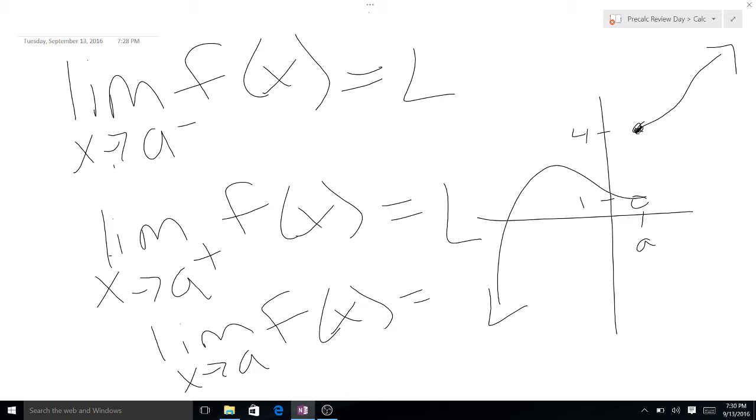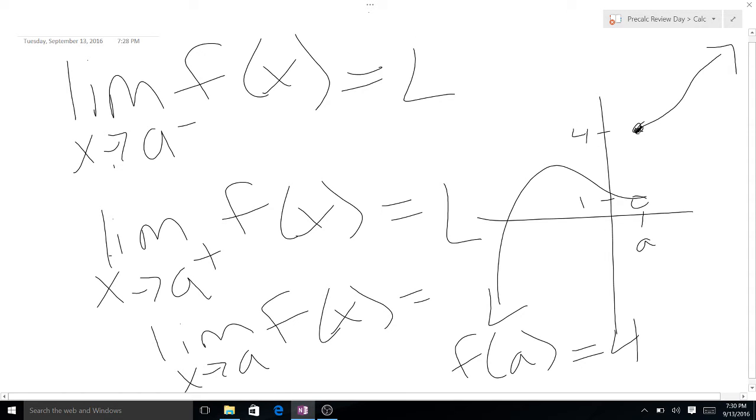And just for funsies, f of a would equal 4 because that's where my closed circle is.